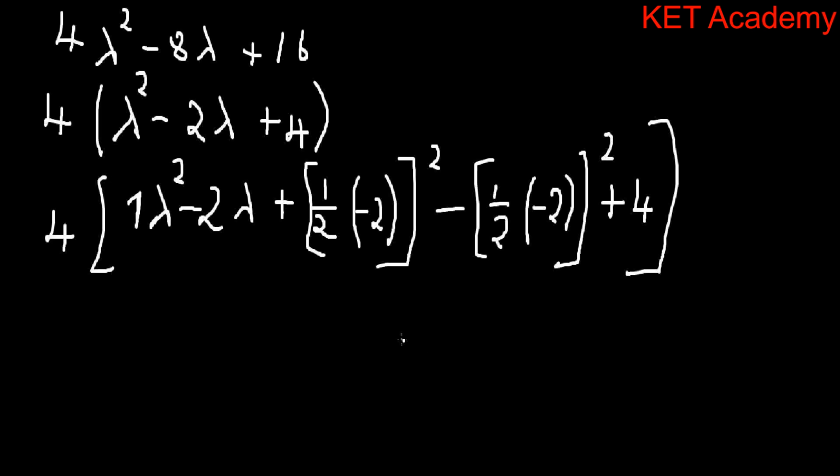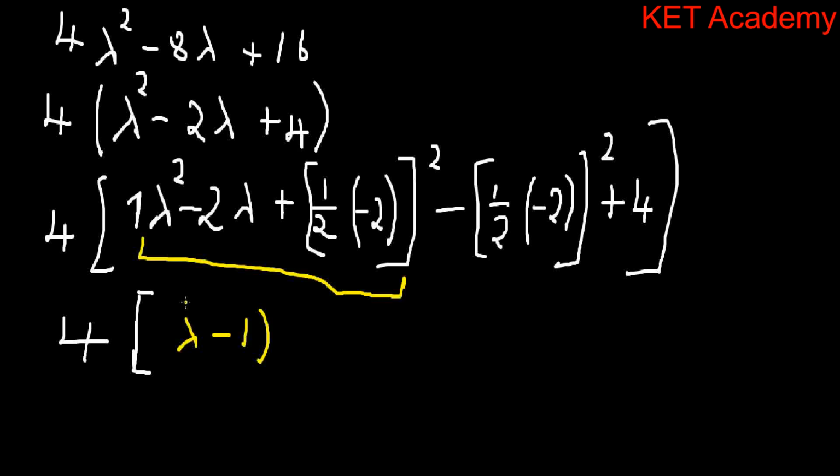So here we have 4 in bracket. We discover that this will be a perfect square, which is of the form lambda minus 1, all that squared. So if you are doubting, you can simply expand this function and go to my video. I'll still put the link above here. Just click on this link. You'll be able to understand why I did this in the step-by-step derivation of the quadratic formula.